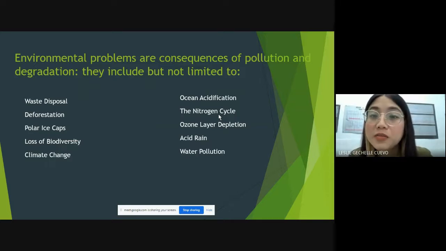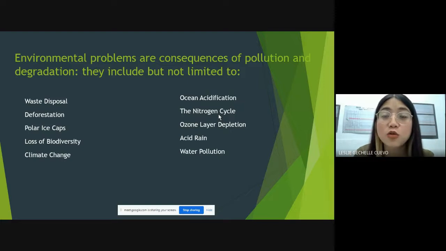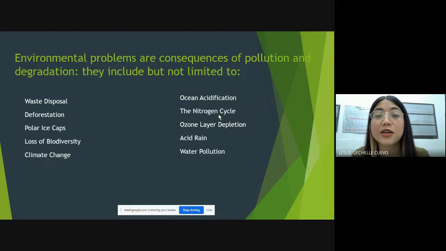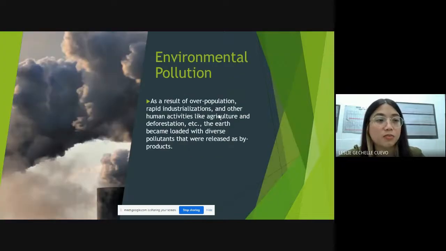Environmental problems, continuation: waste disposal, deforestation, polar ice caps, loss of biodiversity, climate change, ocean acidification, the nitrogen cycle, ozone layer depletion, acid rain, and water pollution. These are environmental problems.